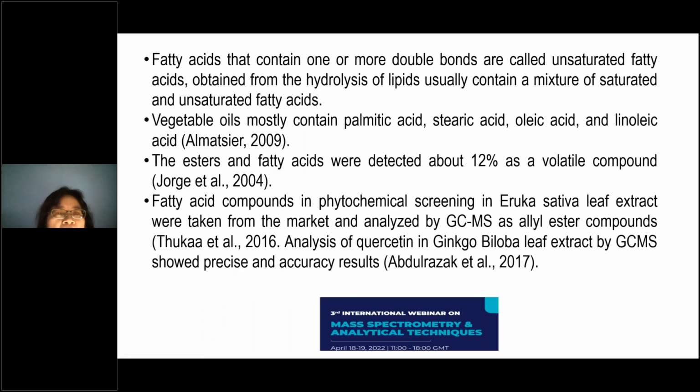And then fatty acids that contain one or more double bonds are called unsaturated fatty acids, obtained from the hydrolysis of lipid, usually containing a mixture of saturated and unsaturated fatty acids. Vegetable oil mostly contains palmitic acid, stearic acid, oleic acid, and linoleic acid, based on Armachier 2009. The ester and fatty acid were detected at about 12% as a volatile compound based on Jock et al.